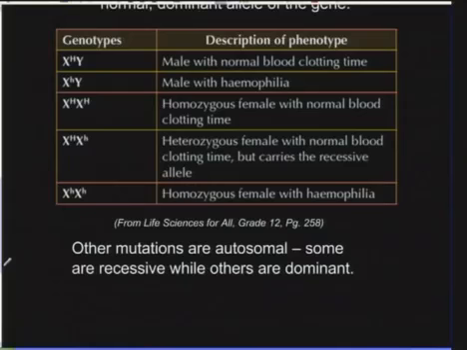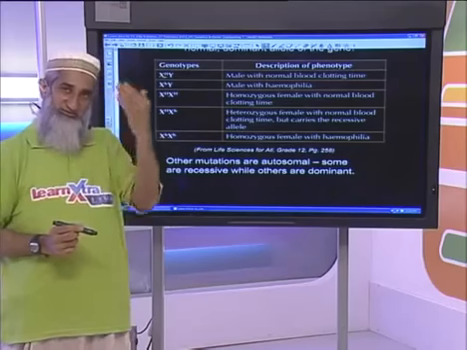And there we have a table to show what we are talking about. Look at the genotype X^H, capital H Y. That means that's a normal gene, so he has normal blood clotting time. Okay, let's just go back again.